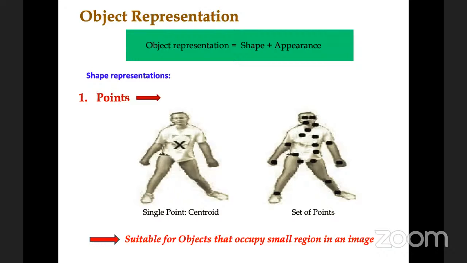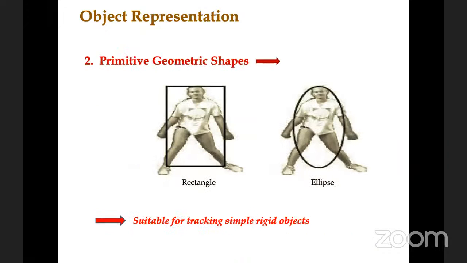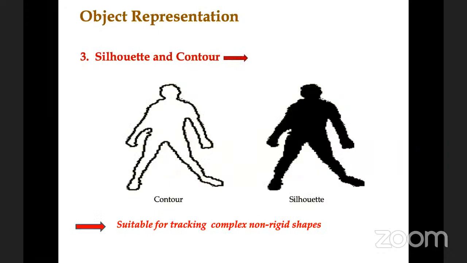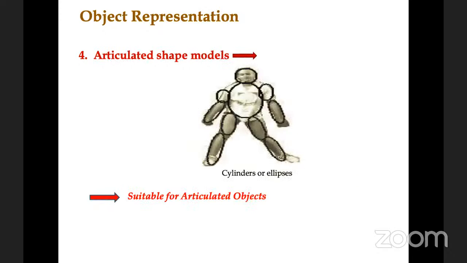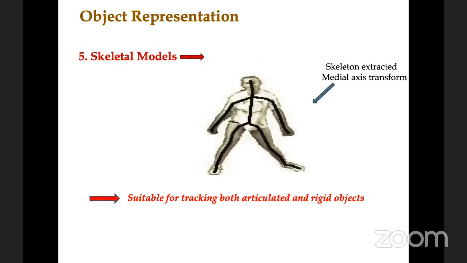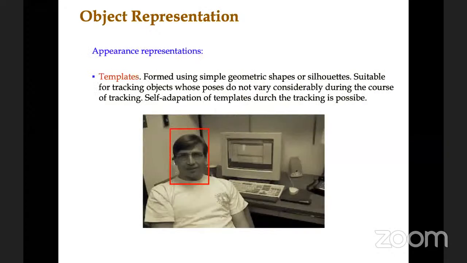These are the object representation techniques. You can see a single centroid representing the human being. A set of points can represent the human being. A rectangle can represent, an ellipse can represent, a contour can represent, a silhouette can represent. And this is an articulated shape model: many small circles and ellipses, or rather all ellipses, can represent the various parts of the body. A skeleton can also represent the body. I told you about templates in object representation, so here a face can be used as a template.